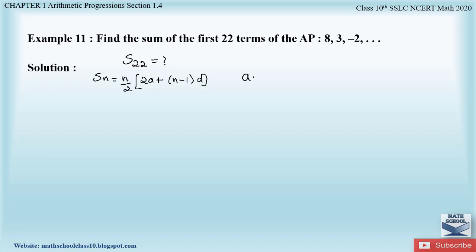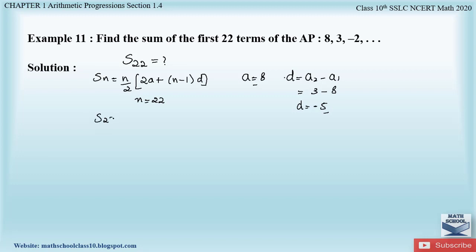So the a value from the AP is 8, that is the first term, and d is the common difference, that is a2 minus a1. So a2, the second term, 3, minus the first term 8, therefore d is equal to minus 5. So we know the d value, we know the a value. Since we have to find the first 22 terms, the n value will be equal to 22. So let us substitute these values and find the result.